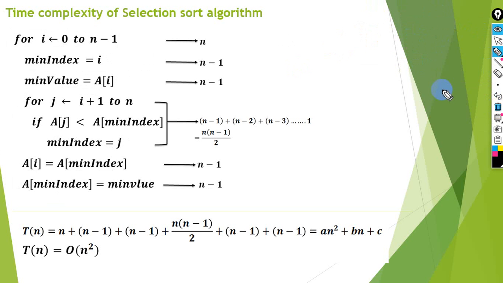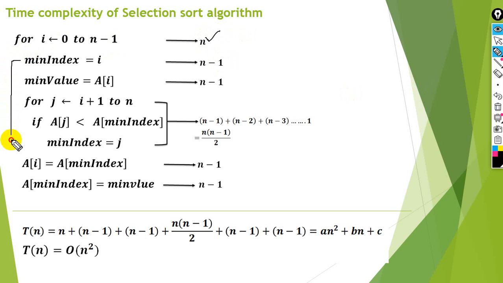Now I want to find the time complexity of selection sort. Look at this for loop: as you know, it will execute n times. The inner one executes n minus 1 times. The for loop condition executes n plus 1 times and the body executes n times; here we write n minus 1 because one extra check executes and the body executes one less.